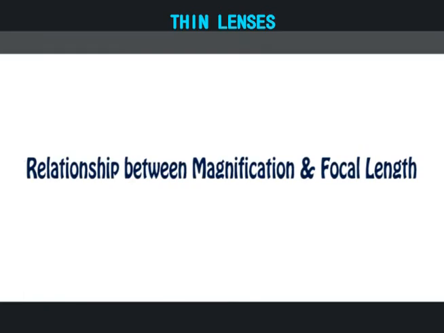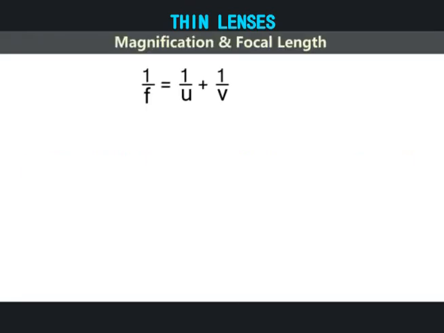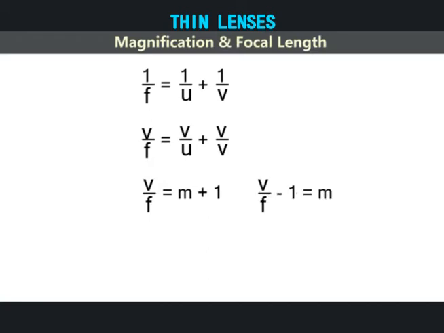So, what is the relationship between magnification and the focal length? From the lens formula, 1/f = 1/u + 1/v. If we multiply both sides by v, we have v/f = v/u + v/v. v/v is equal to 1 and v/u is equal to magnification. So we have v/f = m + 1, meaning that v/f - 1 = m, or simply m = v/f - 1.